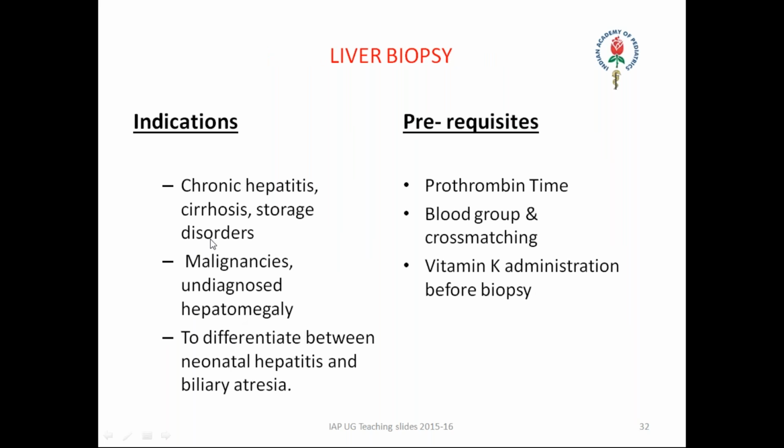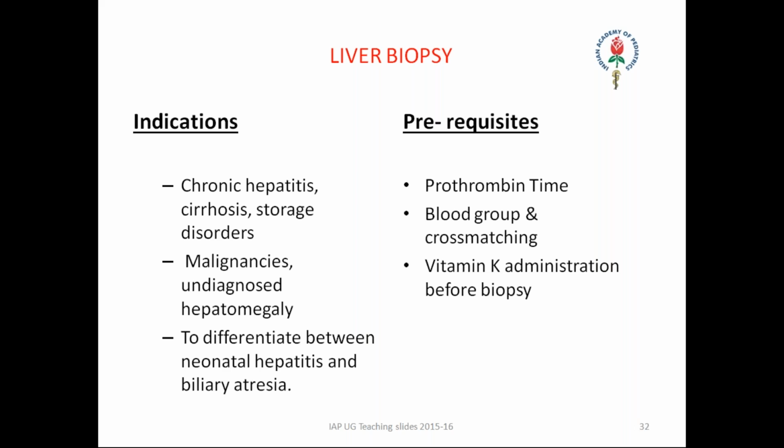So next are the liver biopsy needle indications. You want to do a liver biopsy in chronic hepatitis, cirrhosis or storage disorders, malignancies or undiagnosed hepatomegaly conditions, and to differentiate between neonatal hepatitis and biliary atresia.